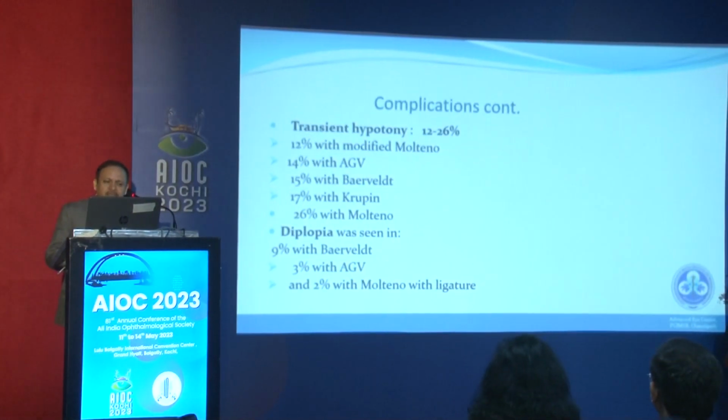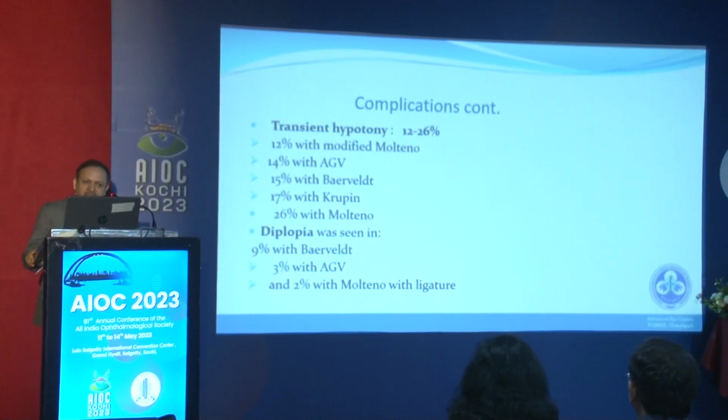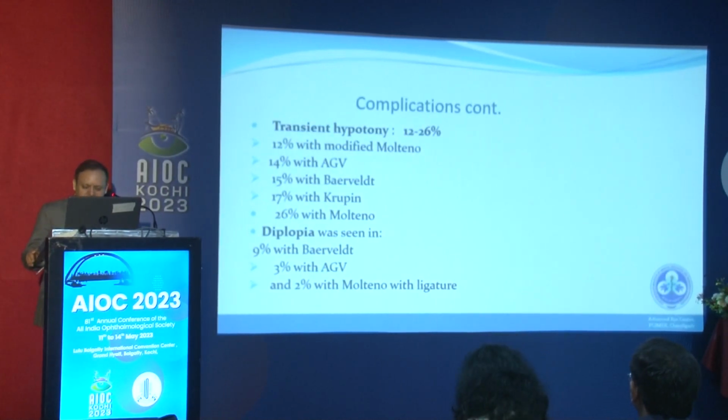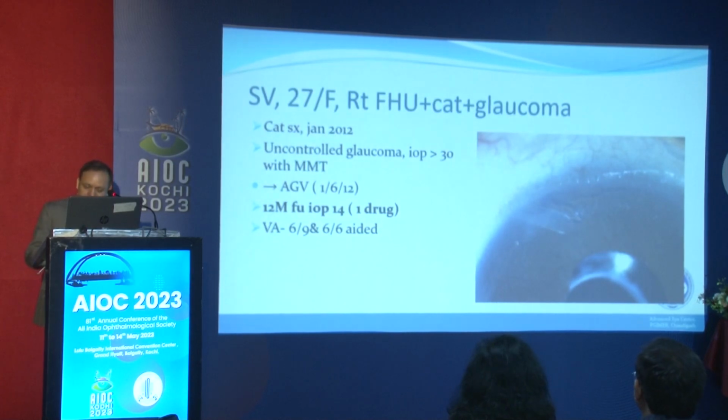Among other complications, transient hypotony is seen in 12 to 26% of cases, but usually it is transient. And diplopia is seen more with barbell type devices, up to the tune of 9%. This was a Fuchs heterochromic cyclitis patient who underwent cataract with glaucoma surgery, who was on maximum medication, and post-operatively he had good control with one drug.